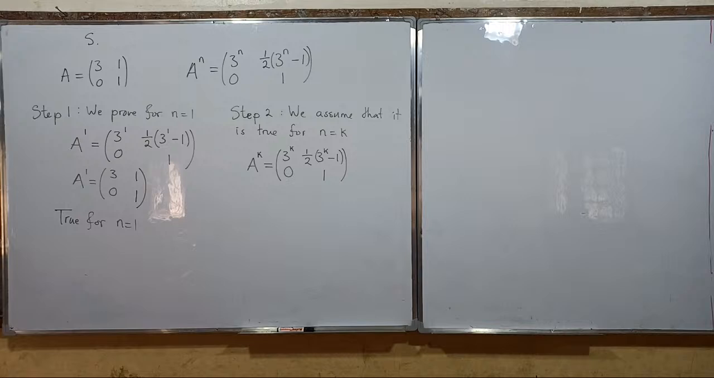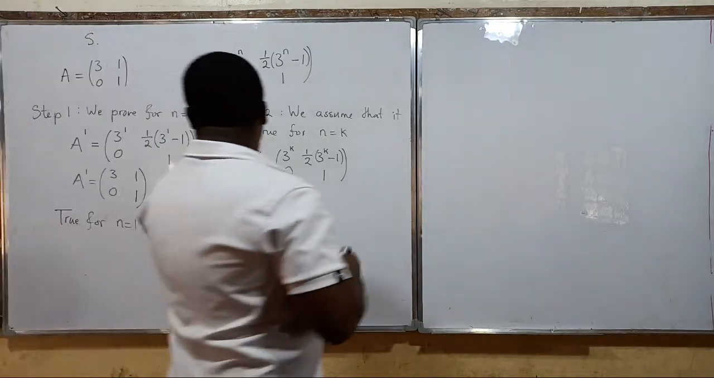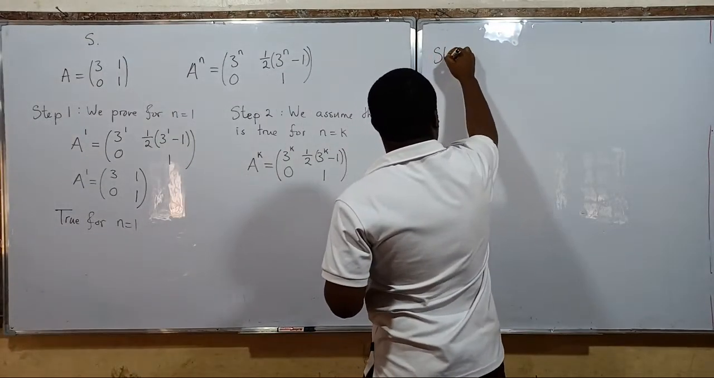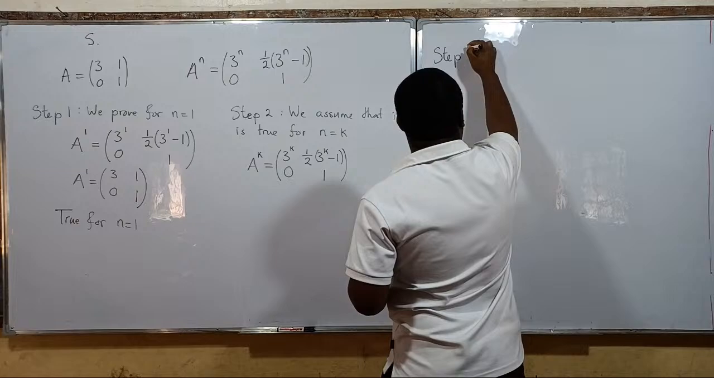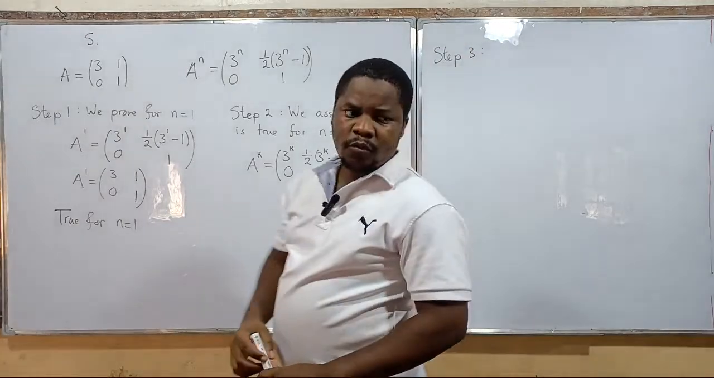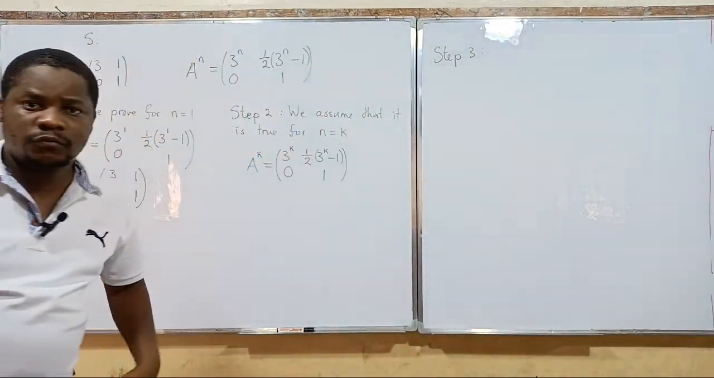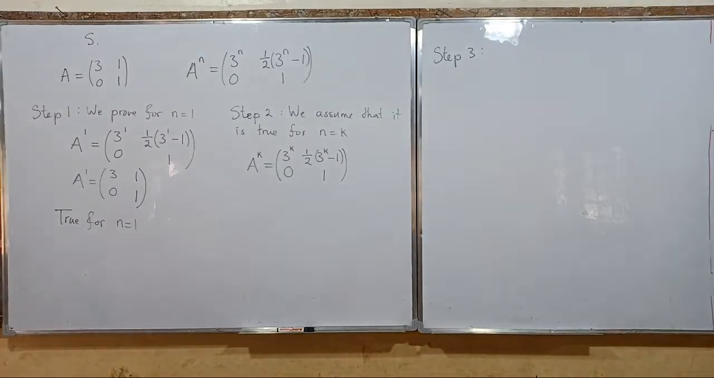So step 3, as usual, we say we prove that it is true for n is equal to k plus 1. You can write that statement. I won't write it, please write it. We prove that it is true for n is equal to k plus 1. You have to write it.